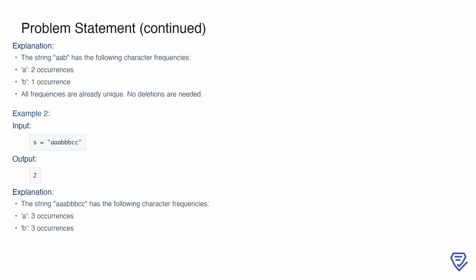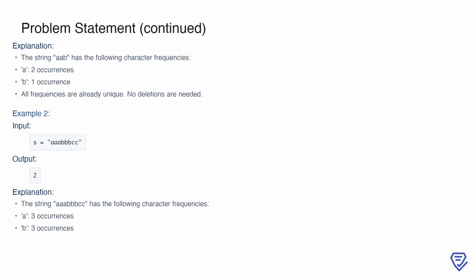Let's start with an example to understand this better. Suppose the input string is s equals "aab". First, we calculate the frequencies of each character in the string. Here, a appears 2 times, and b appears 1 time. Since all the character frequencies are already unique, a has a frequency of 2 and b has a frequency of 1, there's no need for any deletions. As a result, the output for this example is 0.